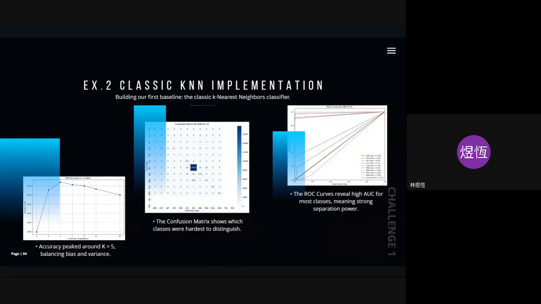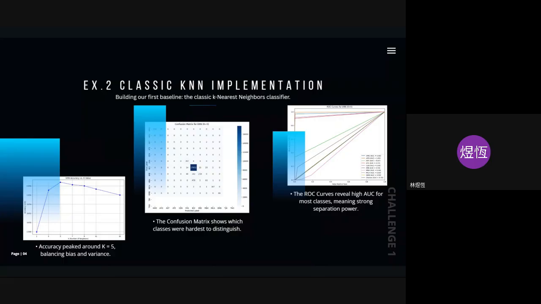Okay, as you can see from our slide, starting from the left, our classic KNN accuracy versus K plot. The accuracy improves as K increases, and it peaks around K equals 5, which gives a good balance between bias and variance. Beyond that, performance starts to level off slightly, showing that larger K values may wash out important local patterns.